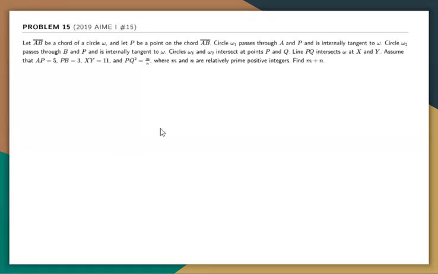Hello, everyone. So we have another AIME problem. It's the last problem on the test. We have chord AB, a circle omega, and P is a point on that chord.